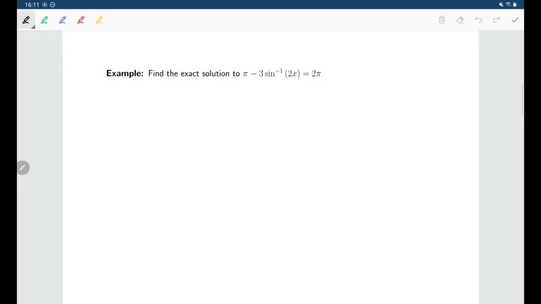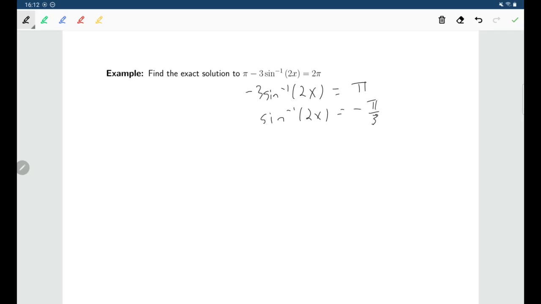And we'll solve this one in the same sort of way. I'm going to first start by isolating my inverse sine function. So I'll move the pi to the other side: 3 sine inverse of 2x equals pi. And then I'll divide everybody by -3 so that I'll have sine inverse of 2x is negative pi over 3.